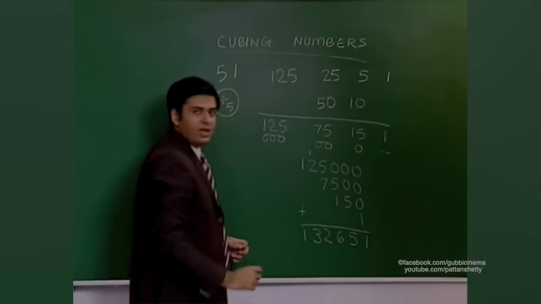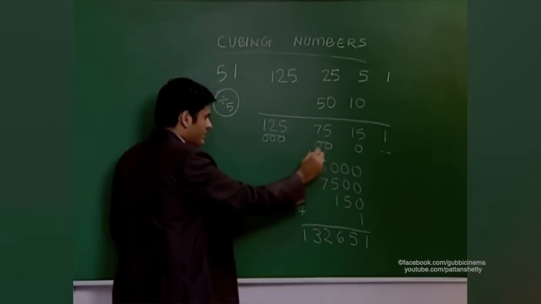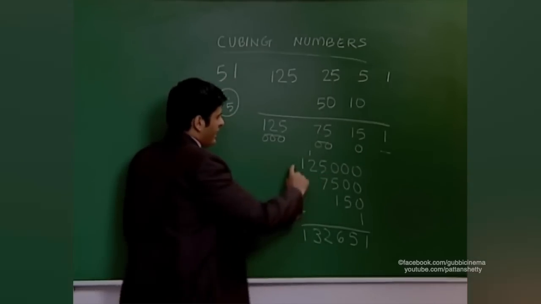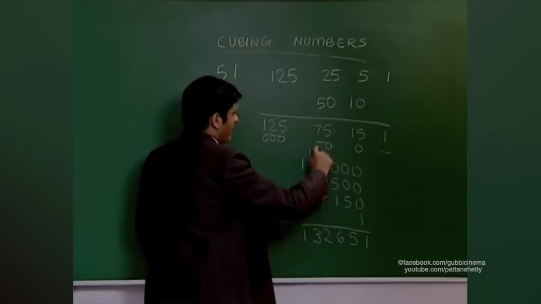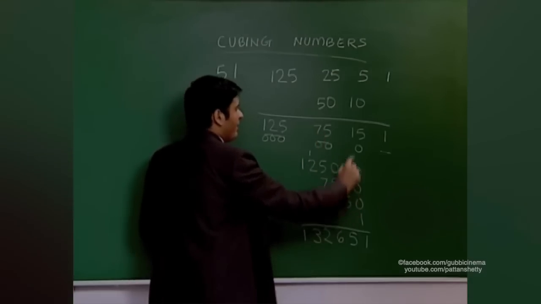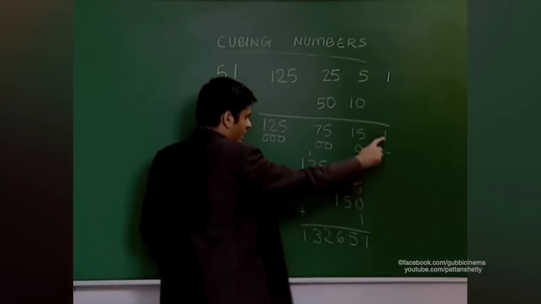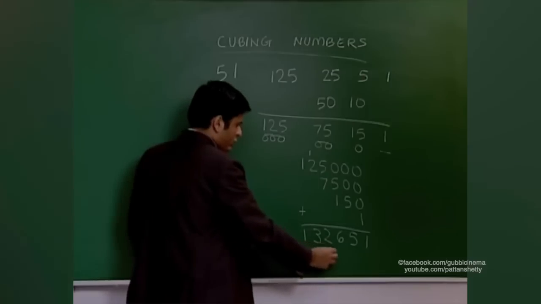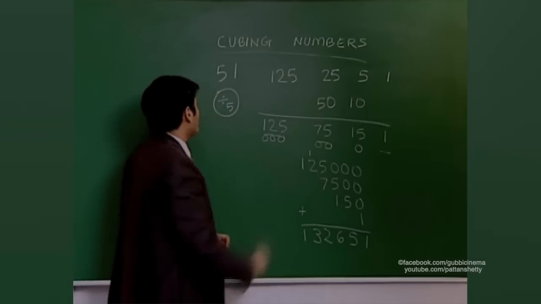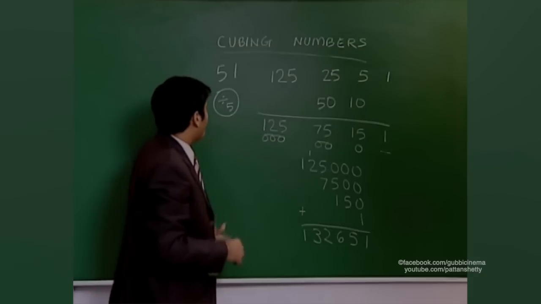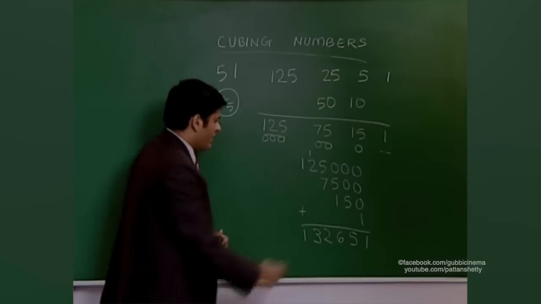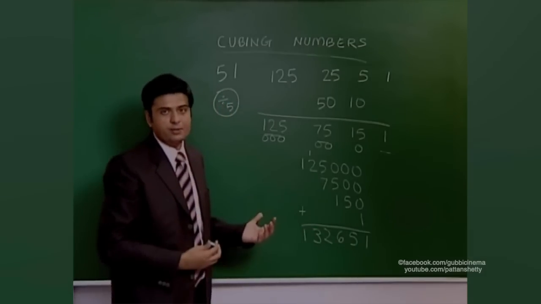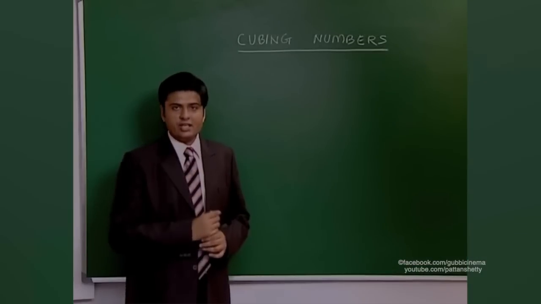1 is 1. Then, as I said, I put 3 zeros behind this, 2 behind this, 1 behind this, none behind this. My numbers are 125,000 plus 7,500 plus 150. 1 comes down as 1. And when we add all these 4 terms, we get 132,651. Thus, friends, the cube of 51, that is 51 multiplied by 51 multiplied by 51, is 132,651. So you see how quickly we have solved the example.